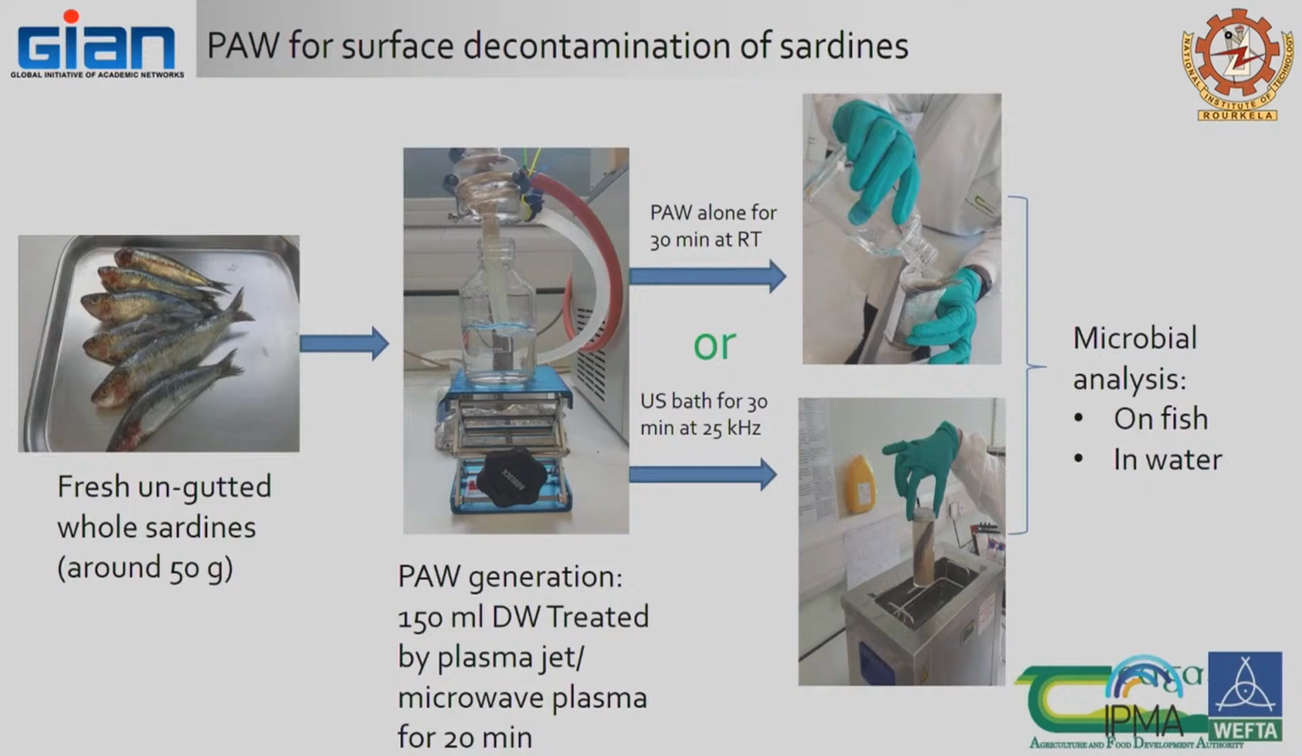Plasma activated water: these are small ungutted sardines, whole fish dipped into plasma activated water, to see the microbial analysis. What it does is a washing effect, whether you do it in water or in plasma activated water, along with ultrasonics. Next one is going to be ultrasonic. Why ultrasound? Because it helps in absorption of plasma activated water on the fish surfaces.